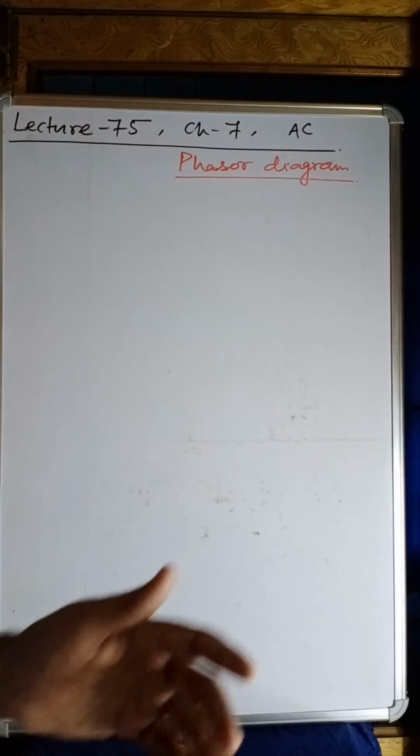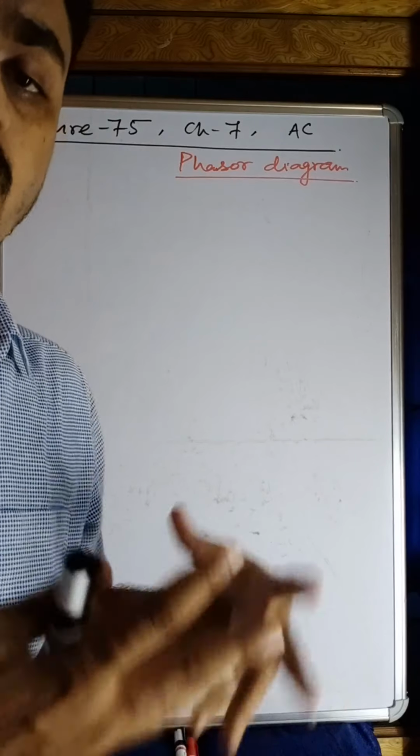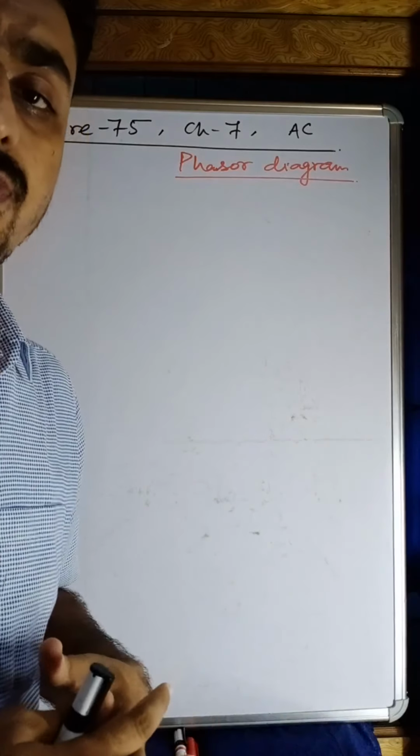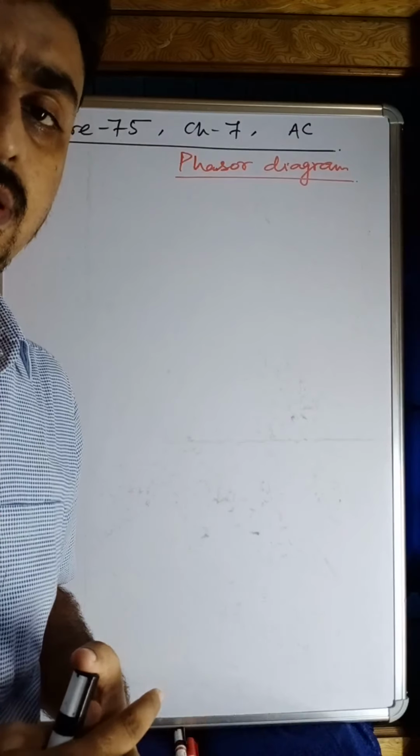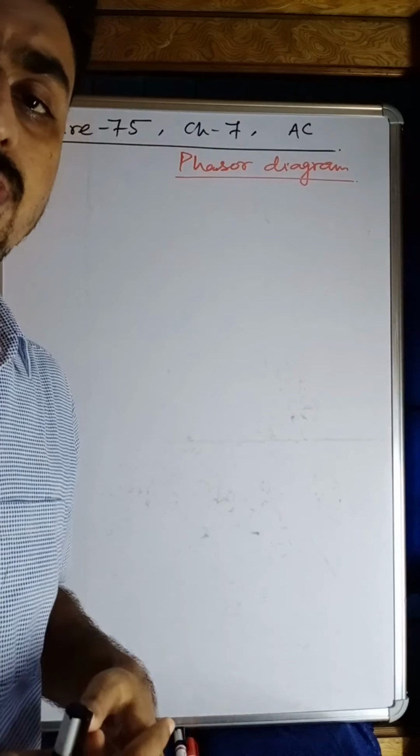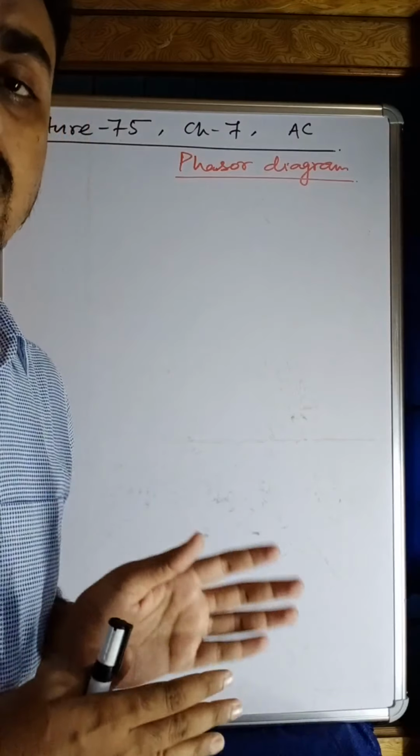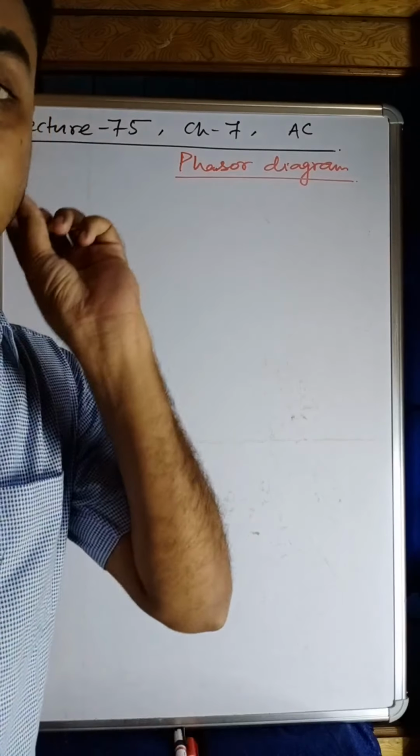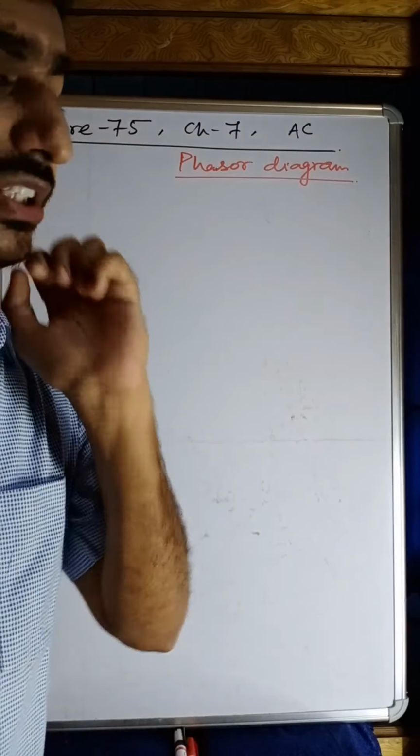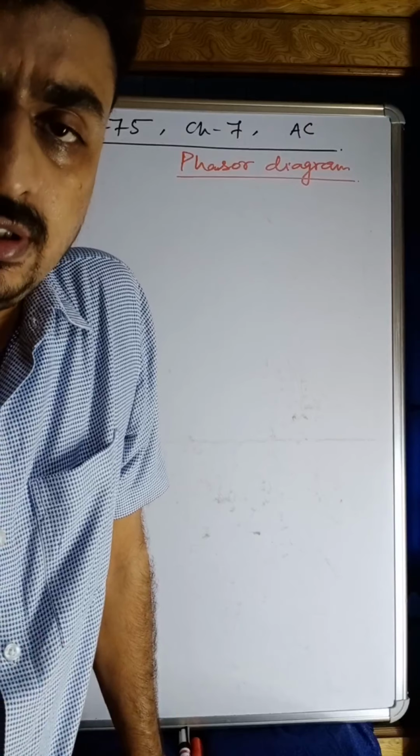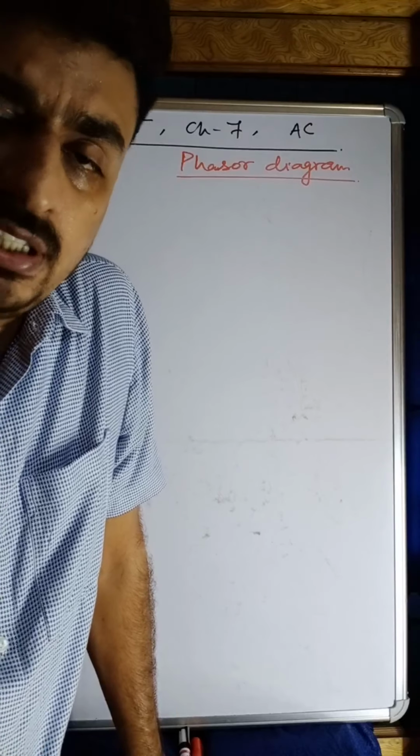But the number of observations and experiments gave the concept that if we use the vector method, then it would be easy to study alternating current circuits. That's why the phasor diagram is used. And what is a phasor? The phasor is the vector representation of current and voltage using a phasor rotator, nothing else. So the phasor is the vector representation of voltage and current.